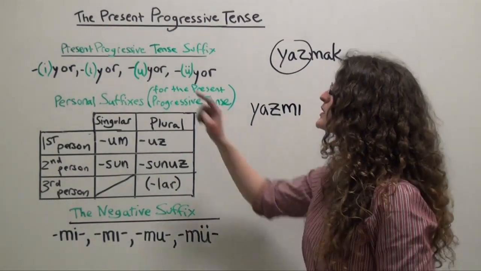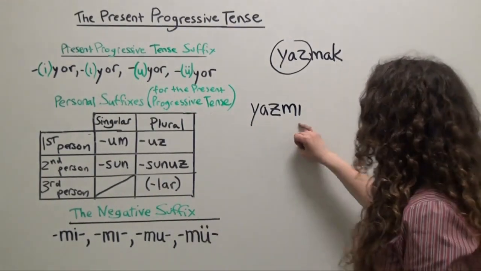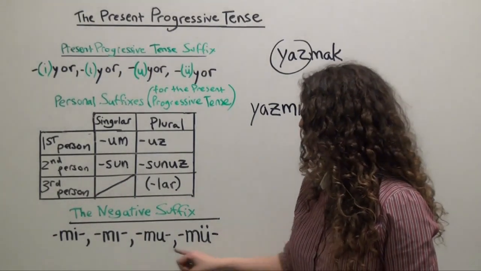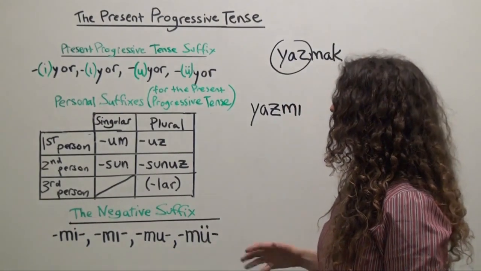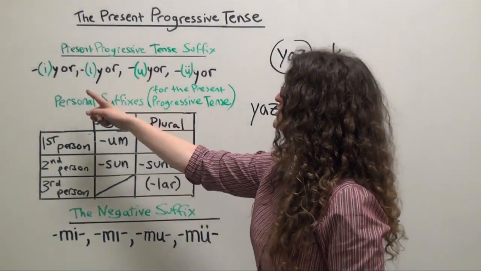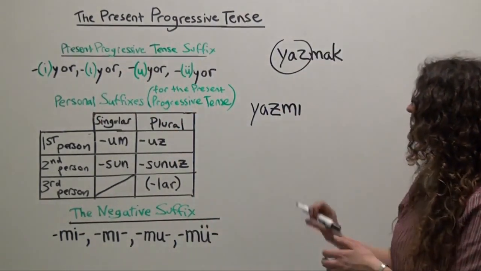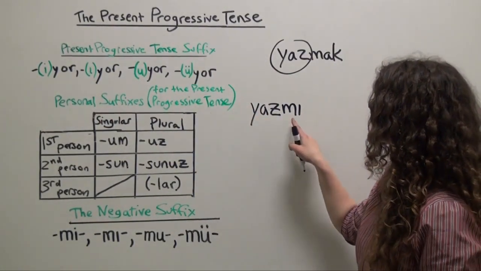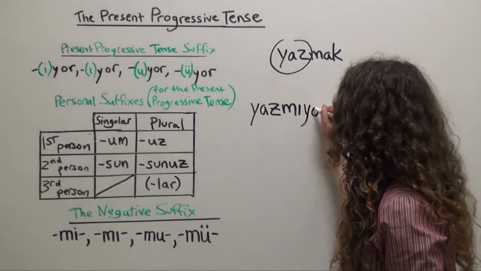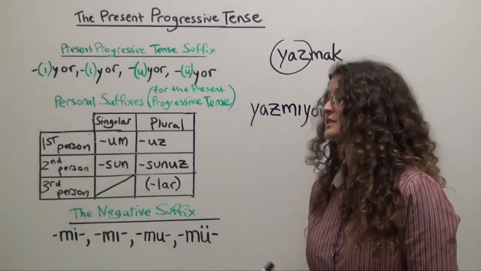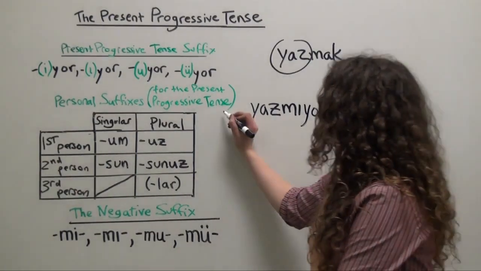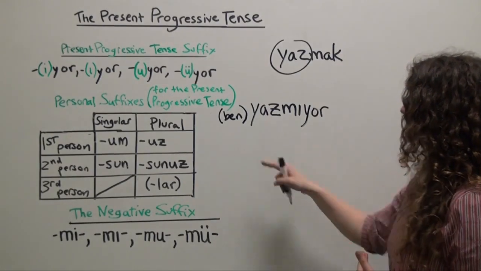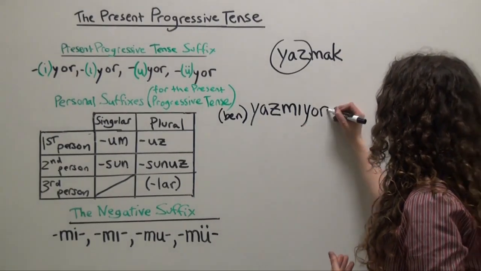Now we get to add the present progressive tense suffix. Because our negative suffix already ends with one of our 4-way vowel harmony buffer vowels that we could choose to use, all we need to add is the present progressive tense suffix, yor. So yaz, mı, yor, and now we can add one of our personal suffixes. So to say I, ben, optional, am not writing or do not write, ben yazmıyorum.